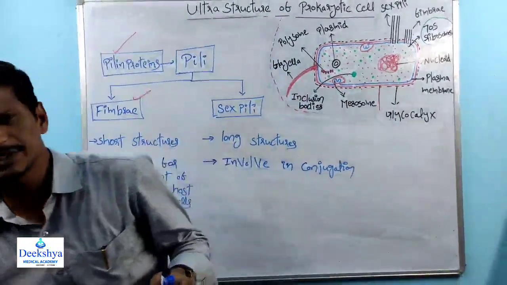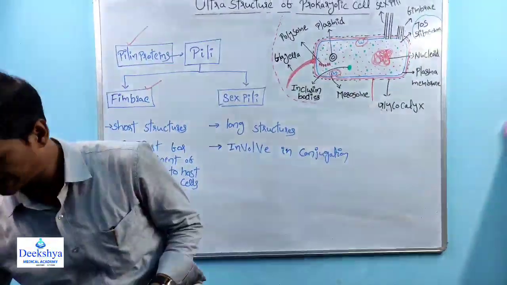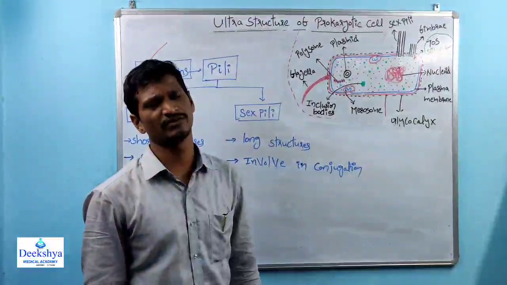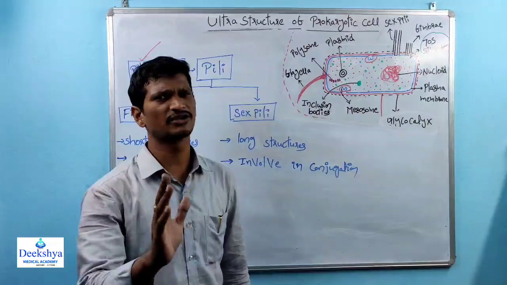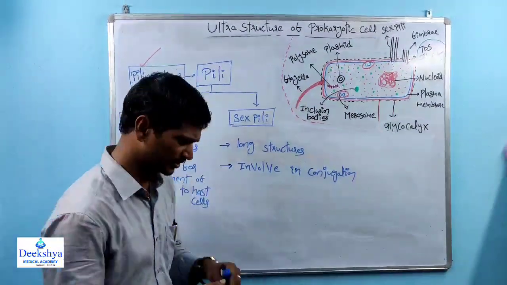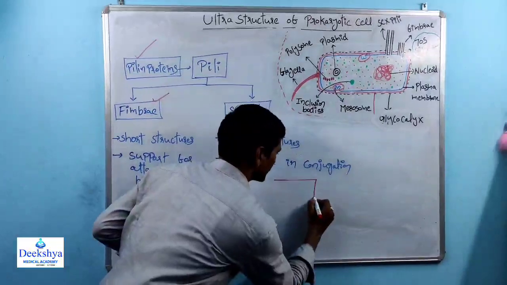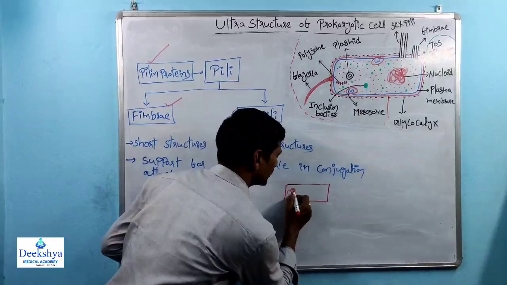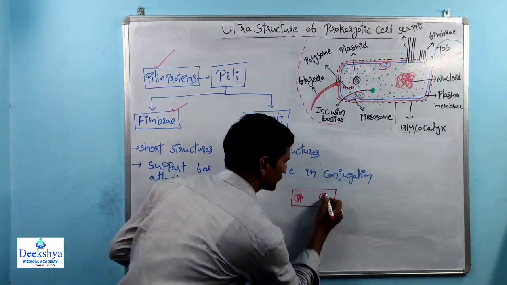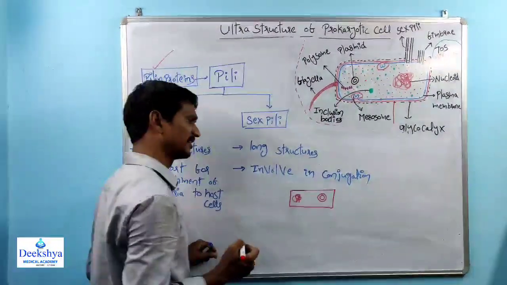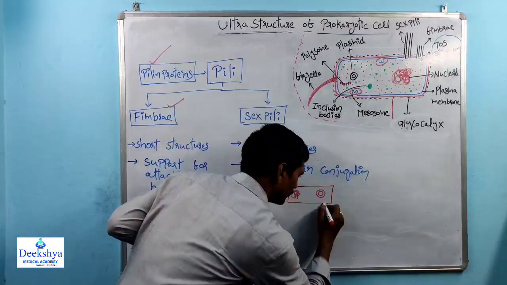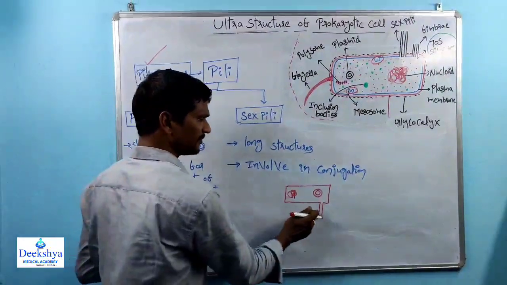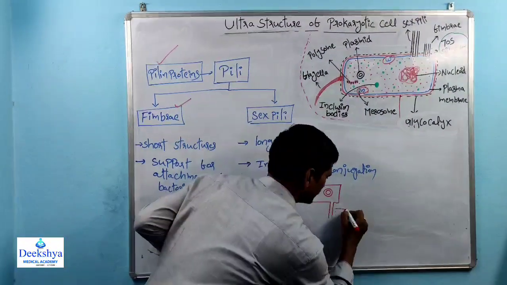Then what is the use of sex pili? Sex pili are involved in the conjugation process. What is conjugation? First of all, this is one bacteria structure. The bacteria has its main genetic material and also has plasmid DNA. And the bacteria has a long hair-like structure. This is called the sex pilus.